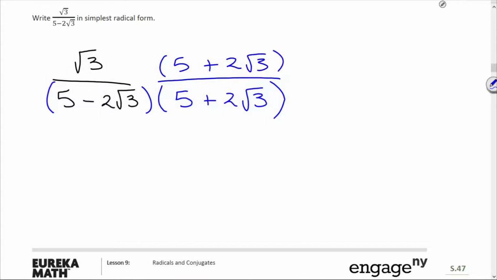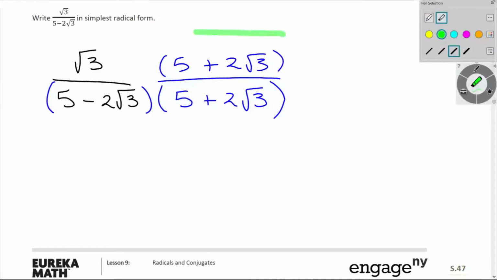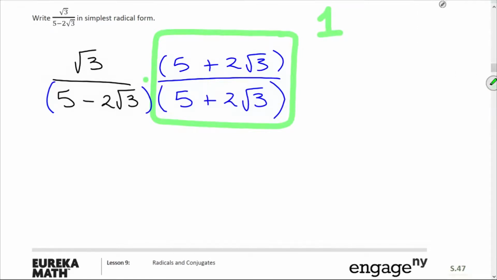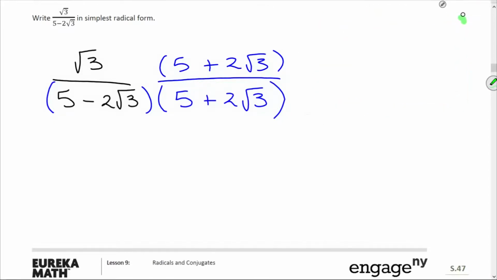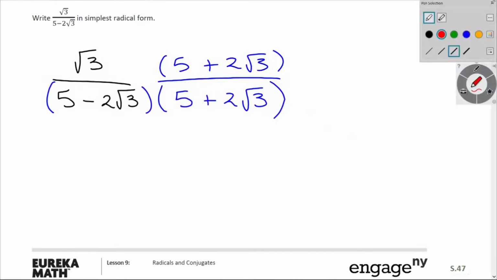So I'll multiply top and bottom by 5 plus 2 root 3. So this right here, by the way, is a fancy version of the number 1 because I have the same thing on top, the same thing on bottom. Multiplying by the number 1 won't change the value. Okay, so doing this right here is changing how it looks, but it will not change the value of this fraction. So let me point that out and we'll keep going. So it's times 1, so I'm not changing the value of the fraction, but it will get rid of some radicals in the denominator.